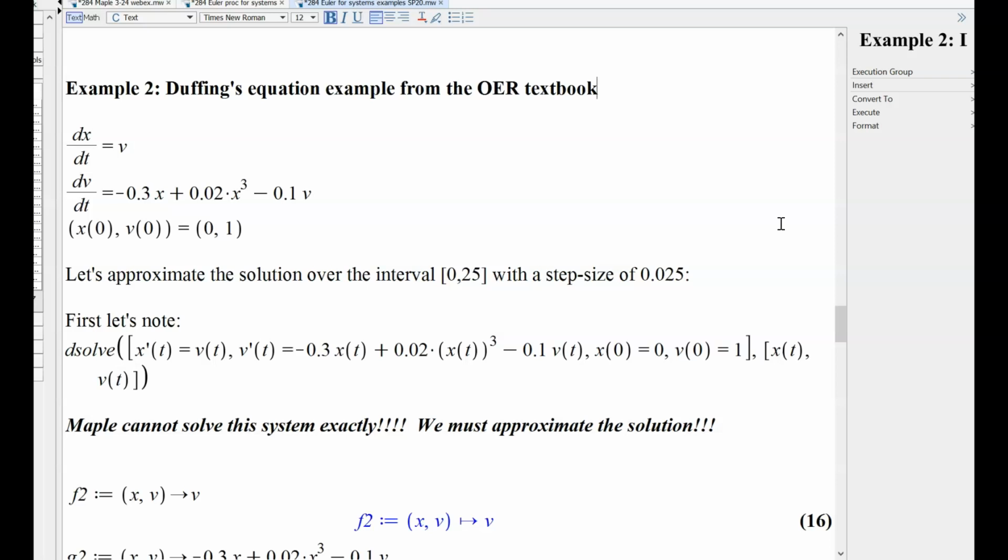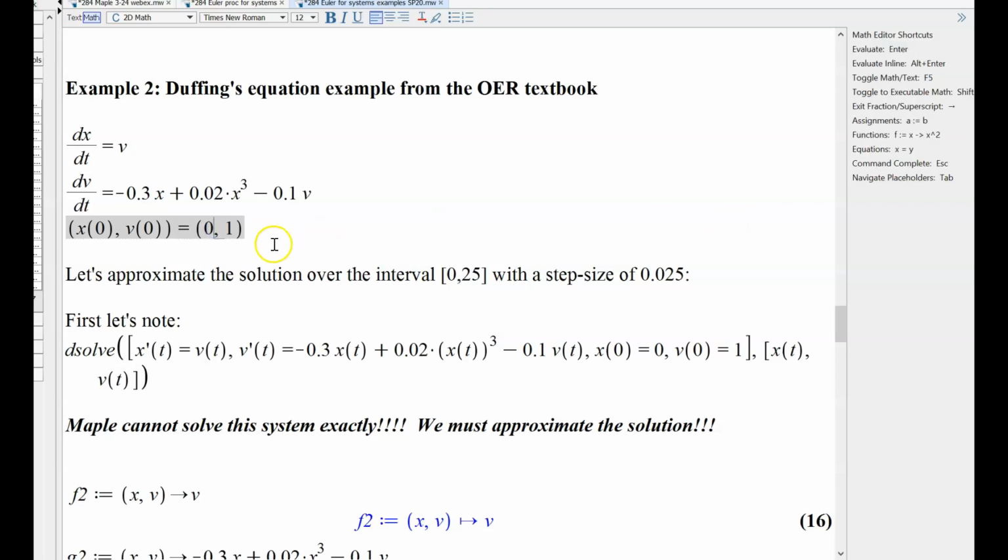Now, I'm not going to do the same exact initial value problem that I have there. The initial value problem I want to look at is this one, where when t equals 0, the initial value for x is 0 and the initial value for v is 1.